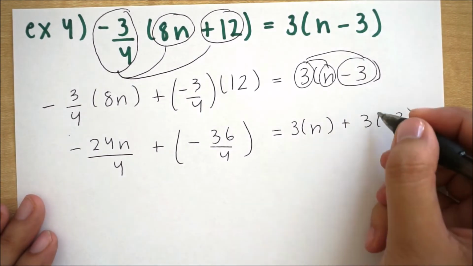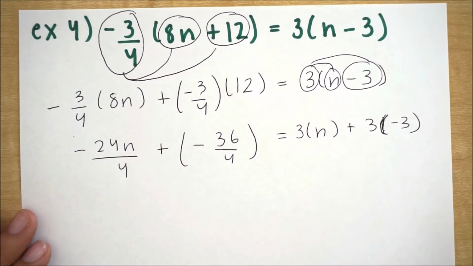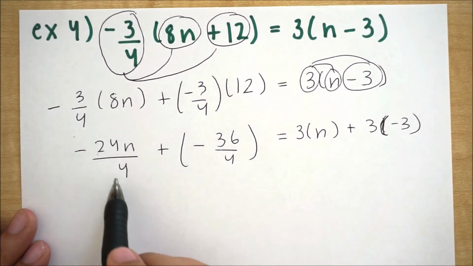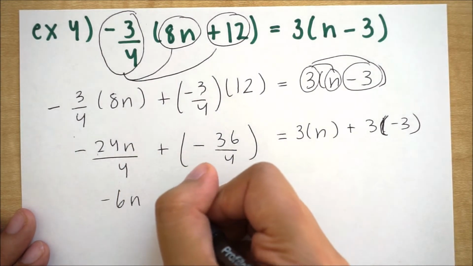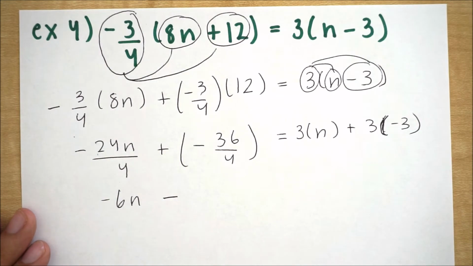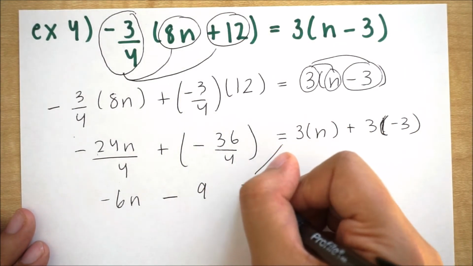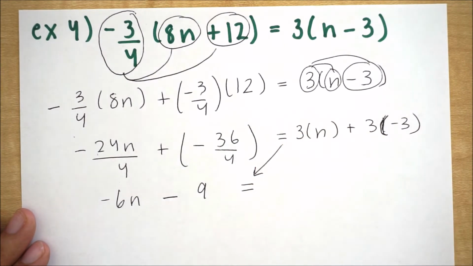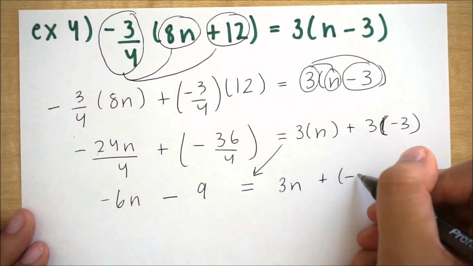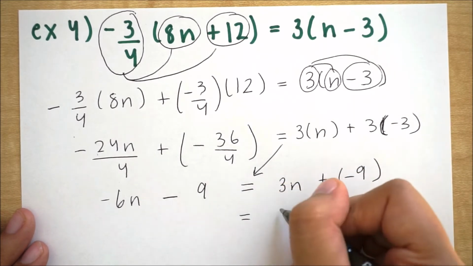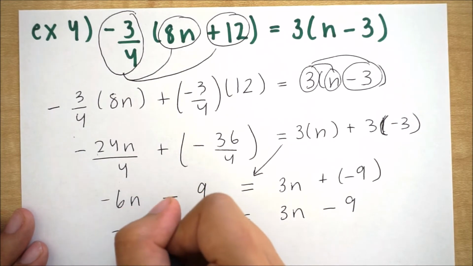Now let's go ahead and keep simplifying downwards. So negative 24 divided by 4, so that's going to be equal to negative 6n plus, or in this case, the negative overpowers the positive, so it'll just be minus 9. I bring the equal sign down, and then we have 3n minus 9. Again, the negative will eventually overpower the positive sign. So negative 6n on the left side, minus 9.